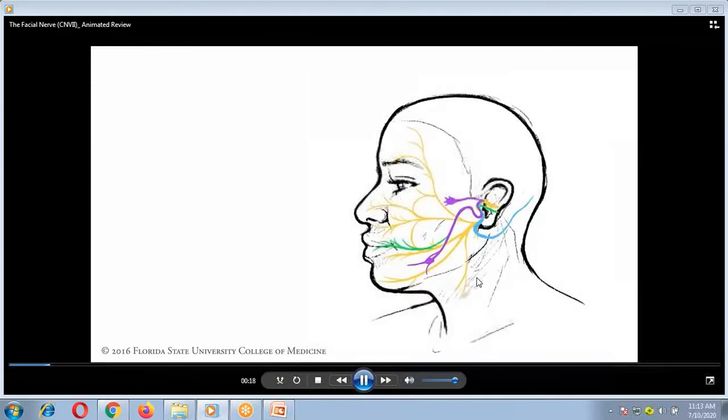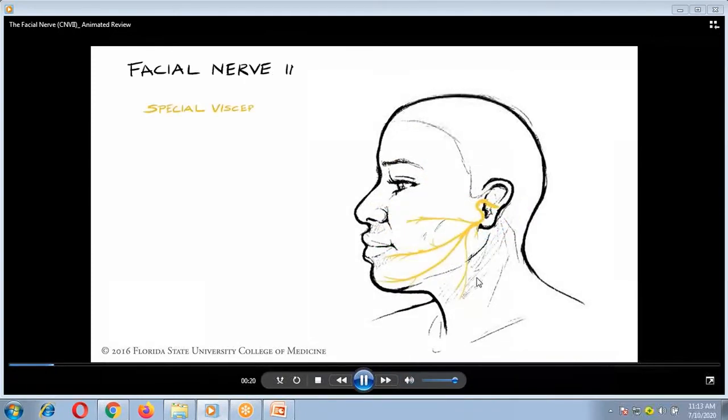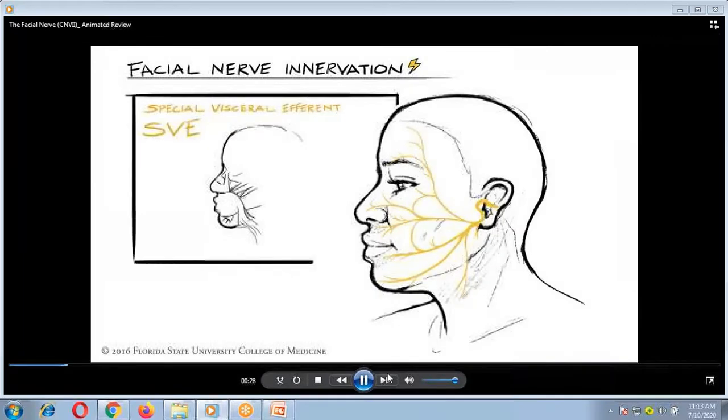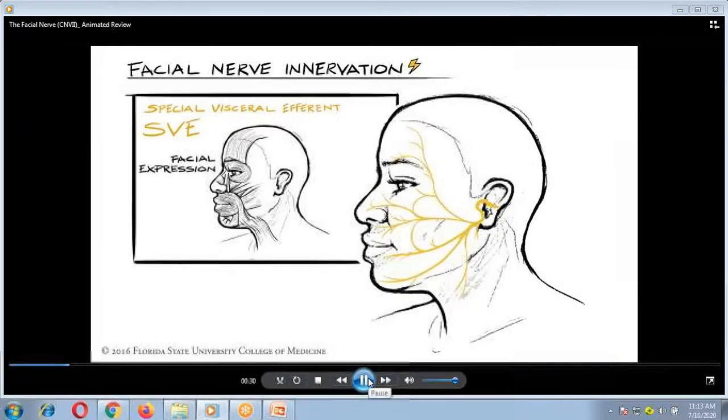The first component is special visceral efferent, or SVE, innervation to the muscles derived from the second pharyngeal arch. This includes all of the muscles of facial expression, plus three others.